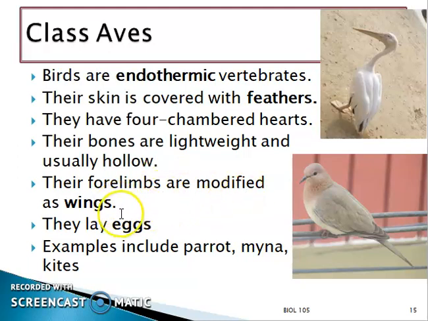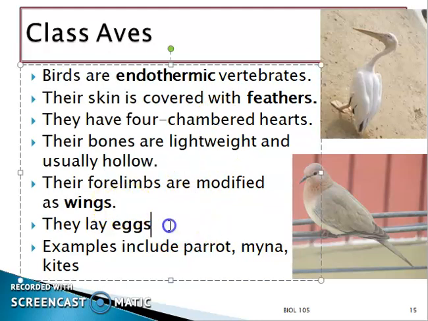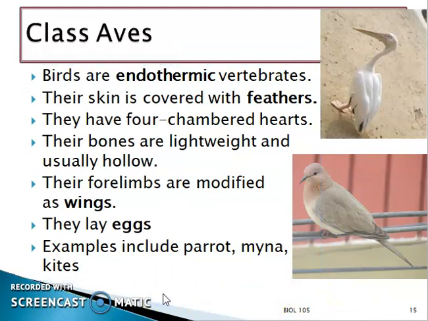Their forelimbs are modified into wings again for flight. They have another adaptation: their forelimbs are modified into wings, which have long feathers, specific feathers for flight. So they can fly. They lay eggs. We all know normally that birds lay eggs. Some of them may make a nest, and some of them do not make a nest but lay their eggs in other places. Their examples include parrots, mynas, doves, kites. There are so many that we normally know about. So these are the birds.